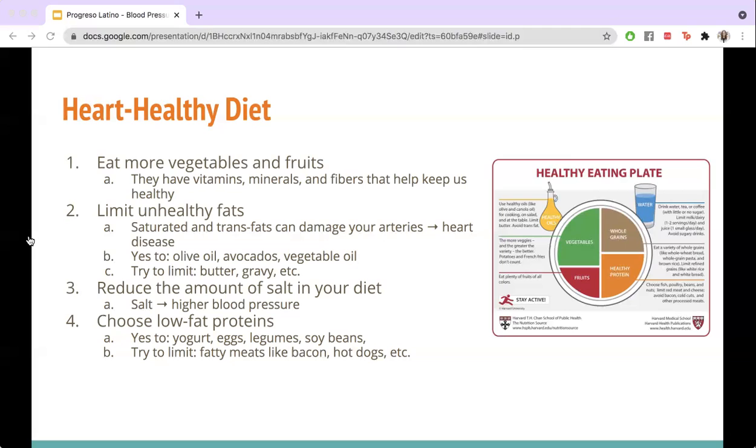Another tip to keep in mind is to reduce the amount of salt in your diet. Salt can lead to high blood pressure. And finally, choosing low-fat proteins, things like yogurt, eggs, legumes, and soybeans, and trying to limit some of those higher fat items like bacon or hot dogs.